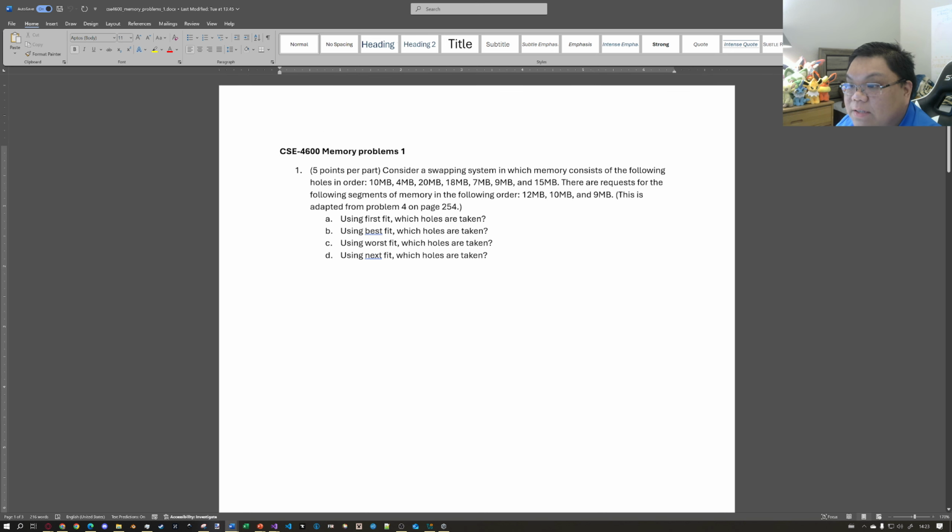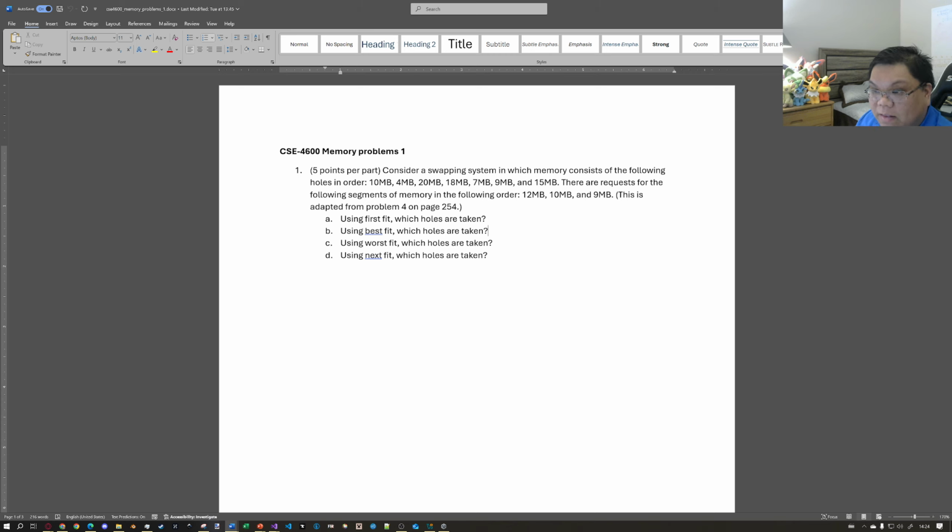Pretty basic. The first one is, consider a swapping system in which memory consists of the following holes in order: a 10 megabyte hole, a 4 megabyte hole, a 20 megabyte hole, an 18 megabyte hole, a 7 megabyte hole, a 9 megabyte hole, and a 15 megabyte hole. You need to make space for a 12, 10, and 9 megabyte process.